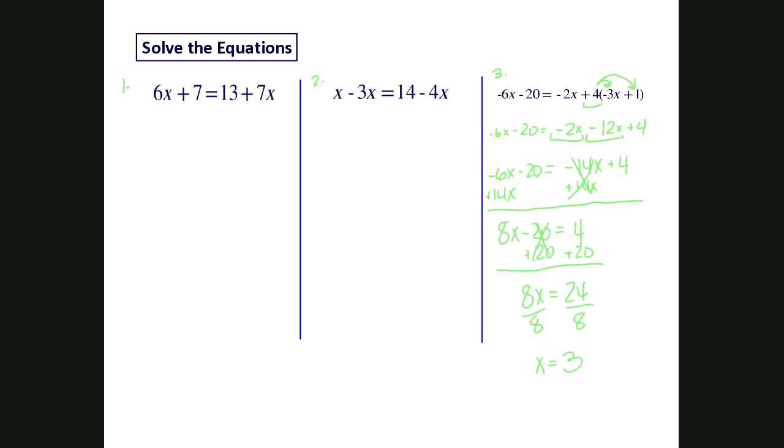So congratulations to Megan, Emily, Corbin, and who else did that one? Kate. Did I say Kate? You guys said x equals 3, and you were right. Very good.